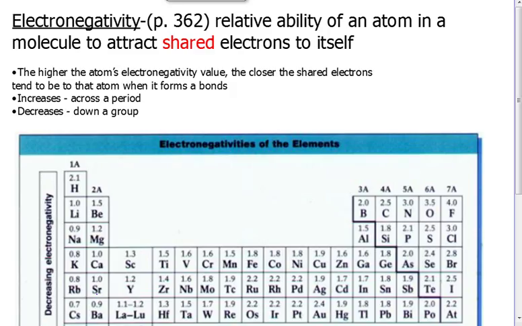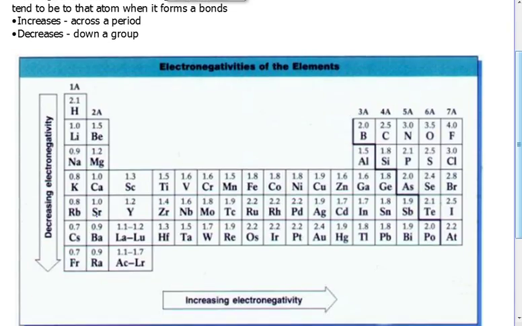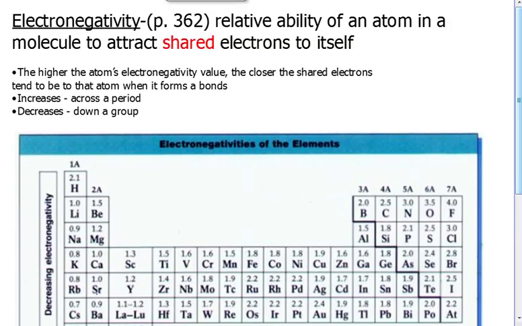The periodic table, someone has done this, and they've ranked them on, of course, a 0 to 4 scale, because 4, that makes sense, right? The ranking is called electronegativity. It's the relative ability of an atom to pull shared electrons to itself. So if they try to form covalent bonds, how are they going to share them?